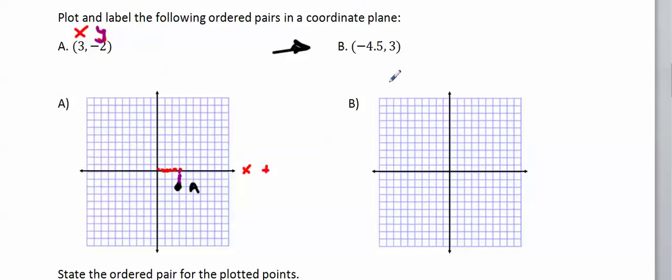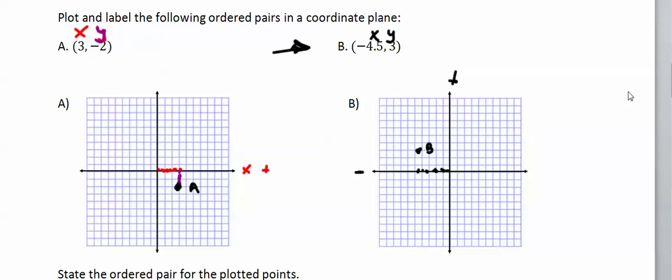Okay, so we got negative 4.5 and 3. You should have started at the origin, x in the negative direction, which is this way, 4.5, which is about right here. I don't want to mark a point just yet, just dotting it over. And then I've got y in the positive direction, 3. So back 4.5 and up 3, and here's my final point, B.